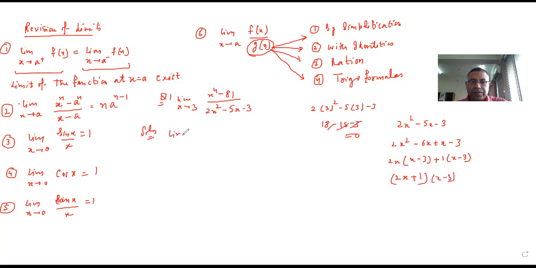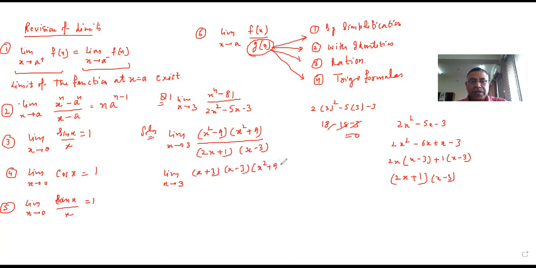So limit, this is x square minus 9 into x square plus 9 upon 2x plus 1 into x minus 3. Now this is limit x tends to 3, x plus 3 into x minus 3, and x square plus 9 stays as it is, divided by 2x plus 1 into x minus 3. So this x minus 3 is cancelled in numerator and denominator because this was the problem with us. Okay, so it is now removed.